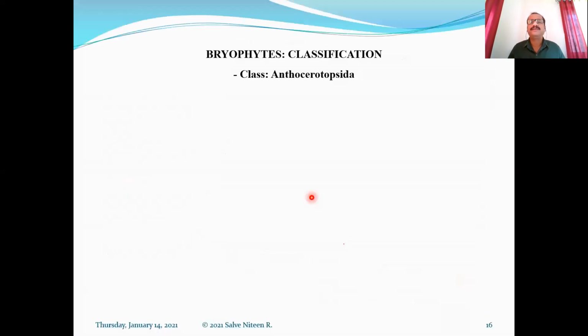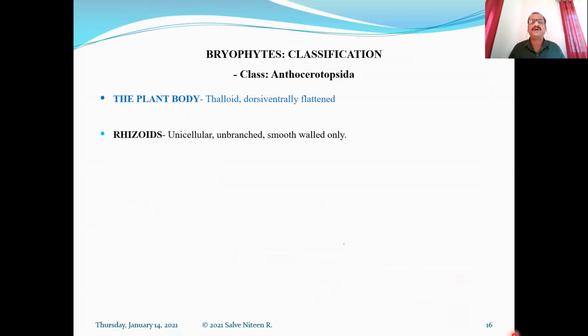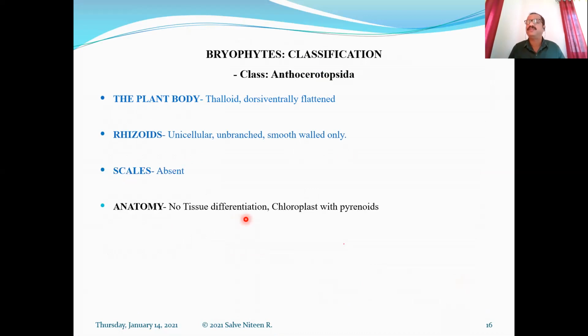Okay. Second class is Anthocerotopsida. Plant body is similar, thalloid, dorsiventrally flattened, just like the first case. Here rhizoids are unicellular, unbranched, same, except that only smooth-walled rhizoids are present. Tuberculate rhizoids are absent. Similarly, scales are absent in this class. There is no tissue differentiation. There is no separate photosynthetic and storage region. All cells are alike, all cells are green, all cells consist of chloroplast. And as there is no separate region for storage, the chloroplast consists of pyrenoids. So pyrenoids are present in this class. In the previous class, pyrenoids were absent.